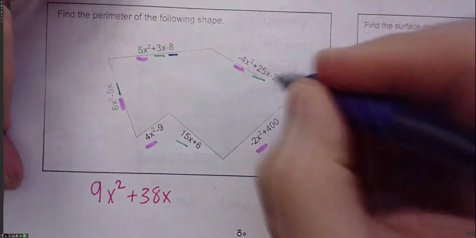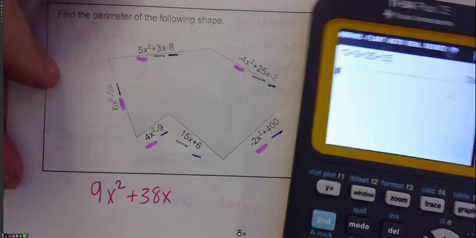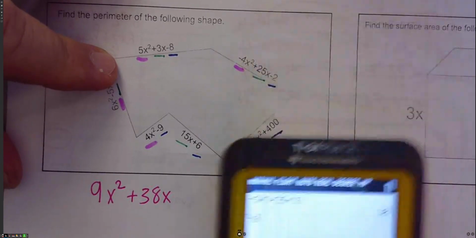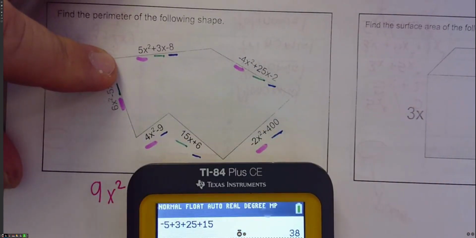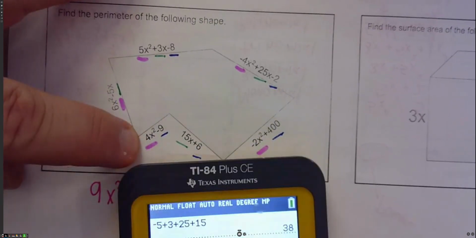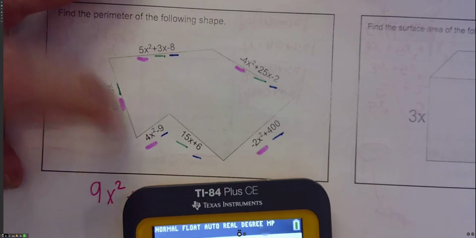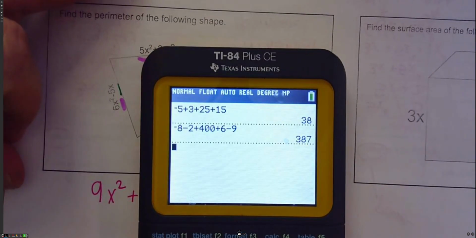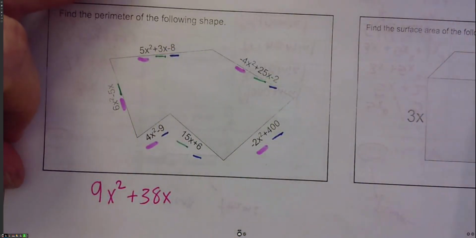We got a negative 8, a negative 2, a positive 400, positive 16, and a negative 9. It's 394. Oh, the 6 is positive. My bad. That's 394.